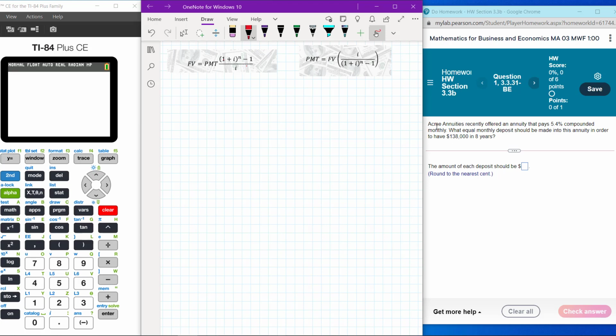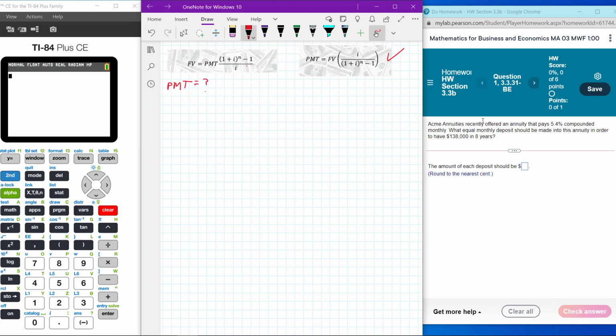So here is our first problem. Acme Annuities recently offered an annuity that pays 5.4% compounded monthly. What equal monthly deposits should be made into the security in order to have $138,000 in 8 years? So we are looking for payment, which means we want to use this equation.